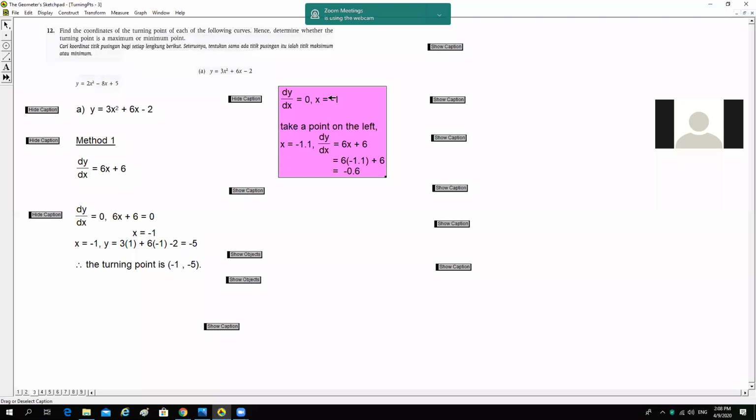So now I take −1.1 and I substitute into dy/dx. I found out that the dy/dx is a negative number. It means that the gradient is negative.